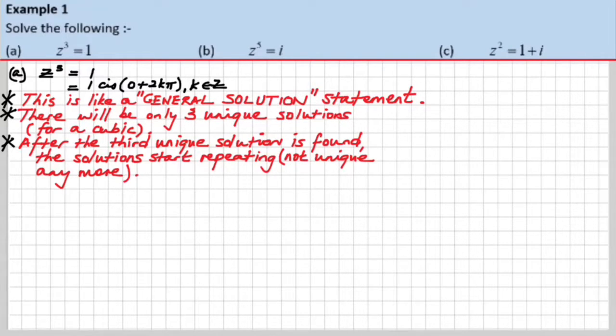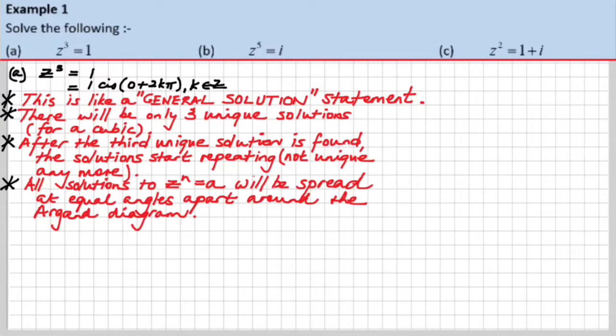After the third unique solution is found, the solutions start repeating. That is, they're not unique anymore. They start repeating what we've already found, okay? All the solutions to z to the n equals a will be spread at equal angles apart around the Argand diagram. Now let's continue on.